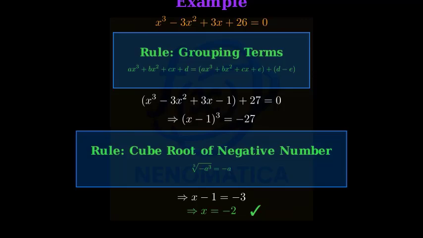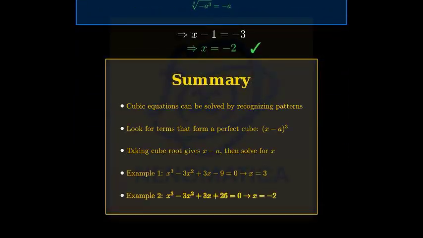Let's summarize what we've learned about solving cubic equations. When we have a cubic equation in the form of x³ - 3x² + 3x + d = 0, we can try to rewrite it in the form of (x - 1)³ equals some constant. Once we have it in that form, we can take the cube root of both sides to find x - 1, and then solve for x.